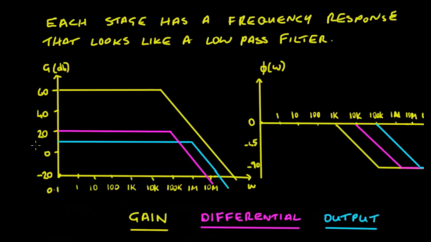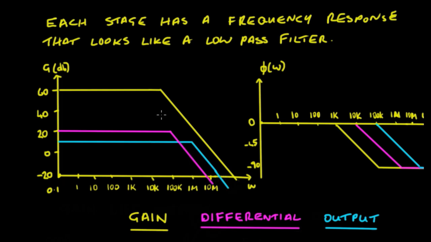Now the frequency and phase response for each of these individual stages is drawn here. Okay, so the gain stage here is in yellow. It's obviously getting the maximum gain up at 60 dBs, and it's also got the widest frequency response. The differential stage here is going to have some gain associated with it, and also we're going to have an output stage there with a little bit of gain associated with that as well.